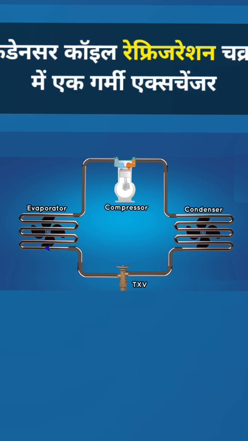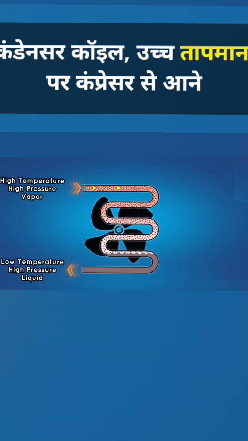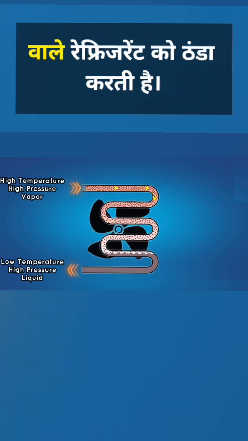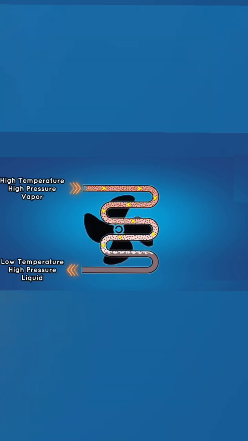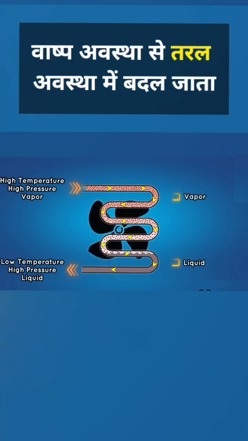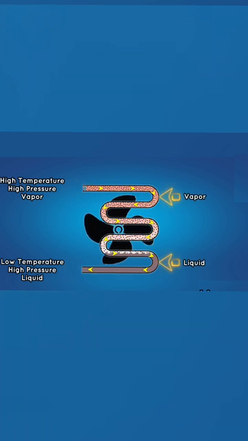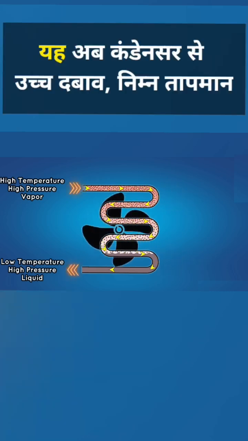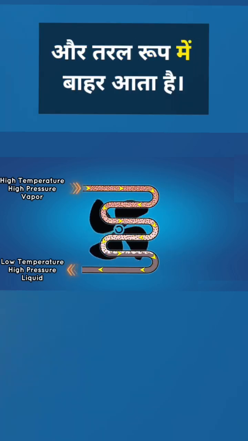Condenser coil is a heat exchanger in the refrigeration cycle. The condenser coil cools the refrigerant coming from the compressor at a high temperature. As the heat in the refrigerant is released, the refrigerant changes from vapor state to liquid state. It now comes out of the condenser at high pressure, low temperature, and in liquid form.